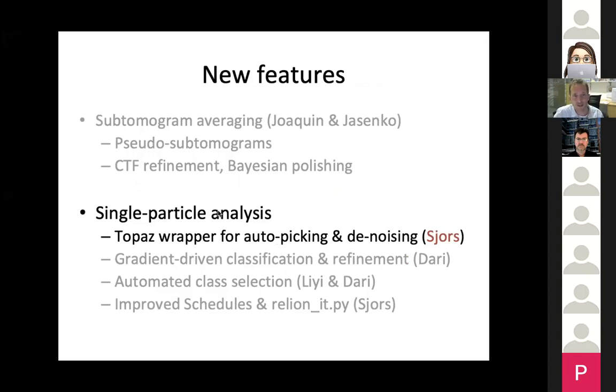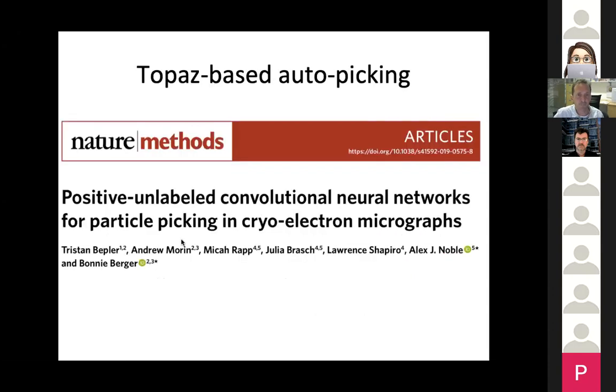Then, on the single particle analysis side of the RELION-4 release, we have multiple contributions. I myself, based on popular demand here at the LMB, wrote a wrapper for Topaz, because many people were using Topaz for auto-picking. So I wrote a wrapper for auto-picking with Topaz, and then also implemented a wrapper for denoising of micrographs, after speaking with Alex Noble, who said, why don't you do denoising as well?